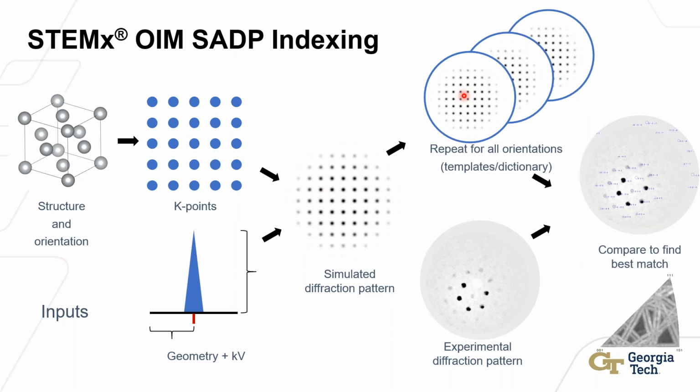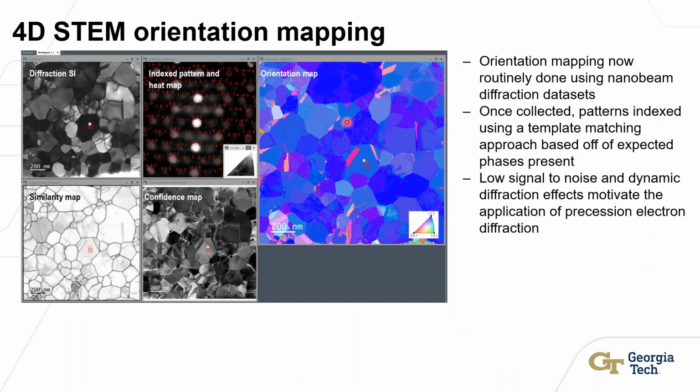Once you have this database of templates, kind of this dictionary of orientations, you can use pattern matching to determine which one best fits your experimental diffraction pattern. And in that way, determine the orientation locally in your material. So if we look at that, what you can get out is an orientation map of your material. This is a gold thin film. You can use confidence maps to determine how confident you are in the local orientation given by the algorithm, and also similarity maps where you can look at the similarity of neighboring patterns to really quickly highlight things like grain boundaries in your material.